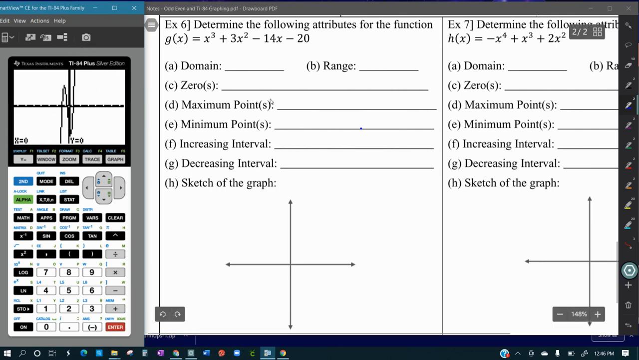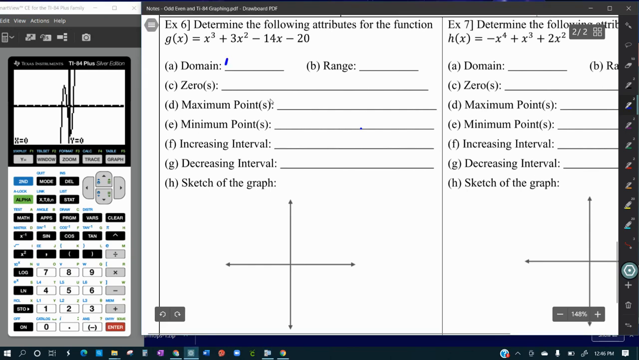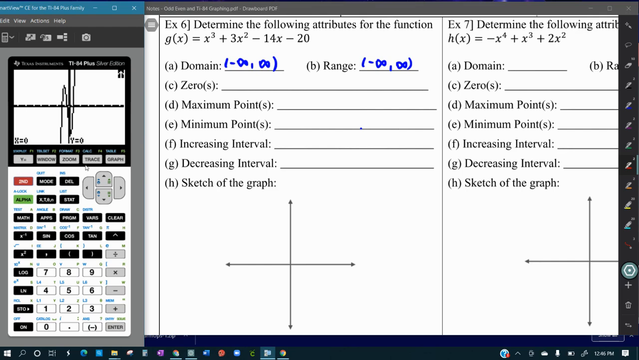So for the domain, off of my graph, the domain is very simple. The furthest left is negative infinity, the furthest right is infinity. Range is also negative infinity to infinity. Now, finding our zeros. So remember that zeros are x-intercepts. So we're going to use this one key quite a bit. We're going to use this calculate. So it's the blue that I need to activate. So I need to press the second and then trace in order to get the calculate menu.